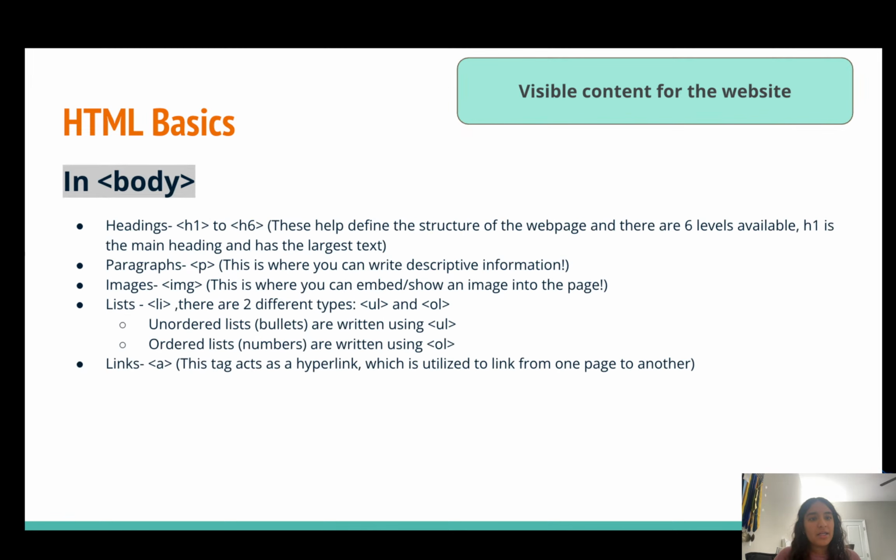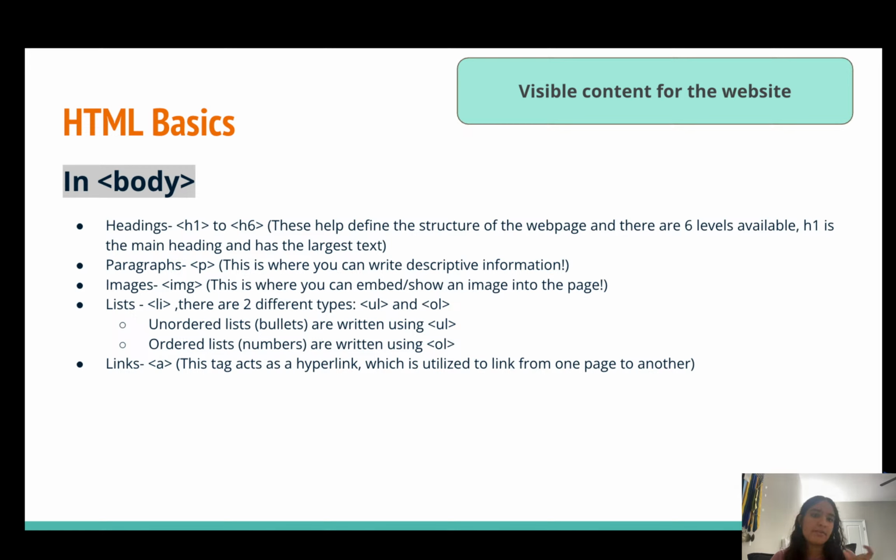And then within the body, we have many different tags we can put, and the body is like the visible content for your website. Whatever we code in here will be visibly displayed on our web page. So the headings, there's 6 headings. It goes from H1 to H6, and these help define the structure of the web page. H1 is the main heading, and this has the largest text, and as you move down from H1 to H6, your heading text gets smaller.